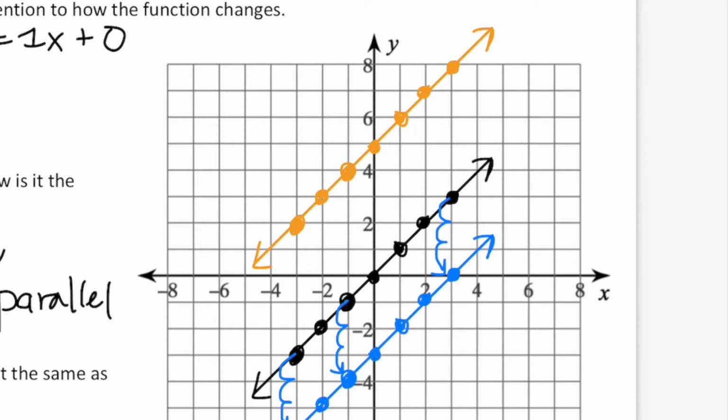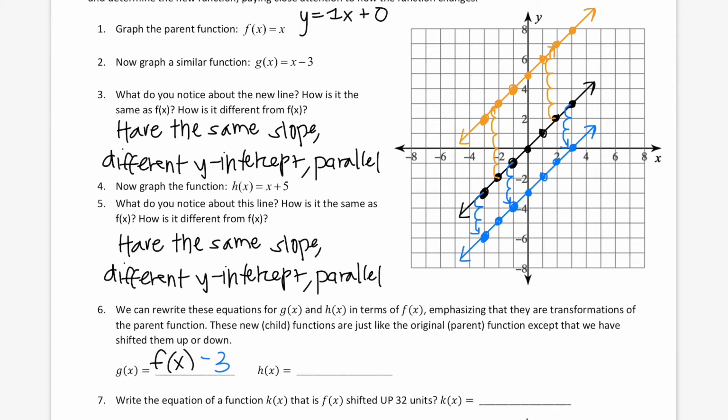H of x is the same function with each point shifted up 5 spaces. Shifting up 5 spaces is like taking the y values and adding 5. So we can rewrite this as h of x equals our same function, f of x, plus 5, that we're adding 5 to all of those y units. Remember that h of x is the same as just y, so we're saying y equals f of x plus 5. Write an equation of a function k of x that is f of x shifted up 32 units. If we shift it up, that means we're going to add 32 to all the y values. So your function should be k of x equals f of x plus 32.